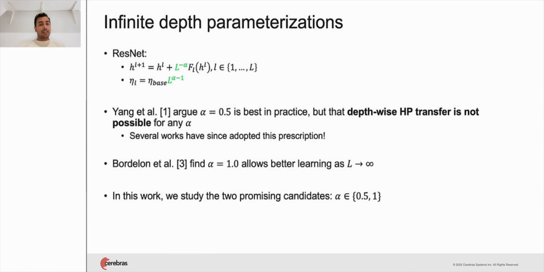Yang et al. argue that setting alpha to 0.5 is best in practice, and also that depth-wise hyperparameter transfer is not possible for any alpha. Several works have adopted this alpha-half prescription in practice. Bordelon et al. find that setting alpha equal to 1 allows for better learning as L, or depth, goes to infinity. In this work, we study these two promising candidates, alpha half and alpha 1.